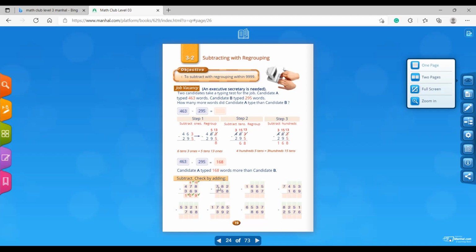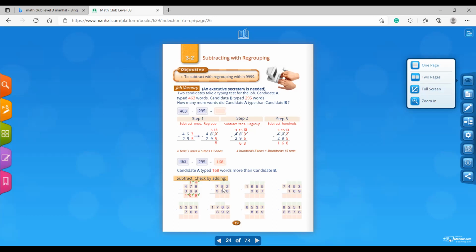We have here 782 minus 358. 2 minus 8. We have to subtract 8 from the 2. The 8 is greater than the 2. So we have a problem. We can't subtract 8 from 2, because if we have 2, we can't take 8 from it. So the 2 will go to the next door and knock on its door.